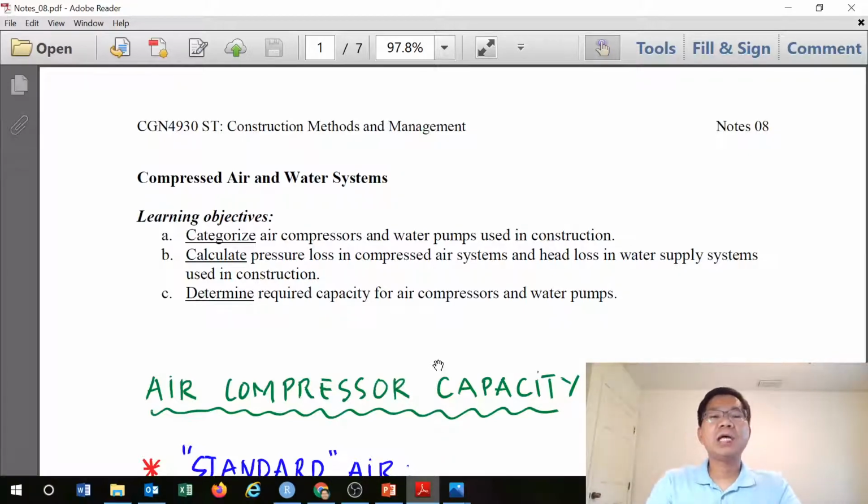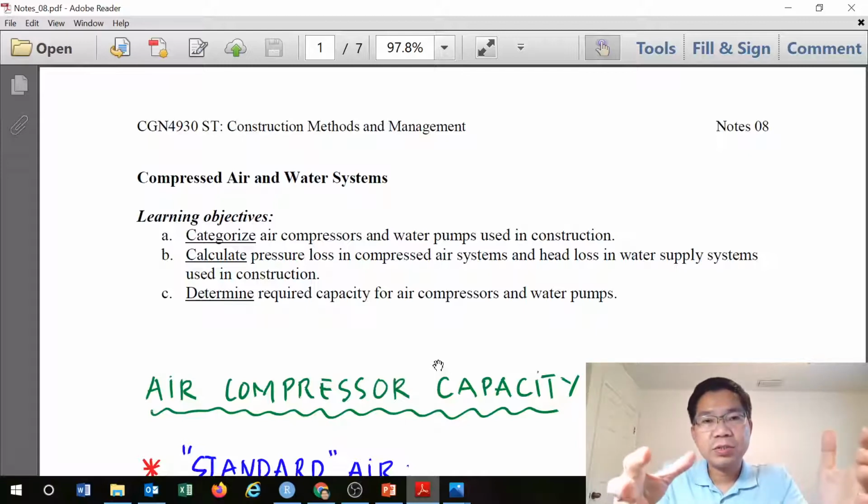And then the other topic we deal with in this lesson is the water system. The water system on a construction site is needed for many areas. First, when you start the project, especially now with the rainy season in Florida, we need to dewater the site so that we can do the substructure work, such as the foundation, paving, etc.